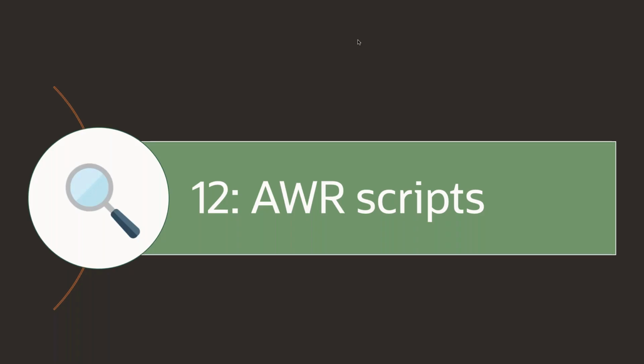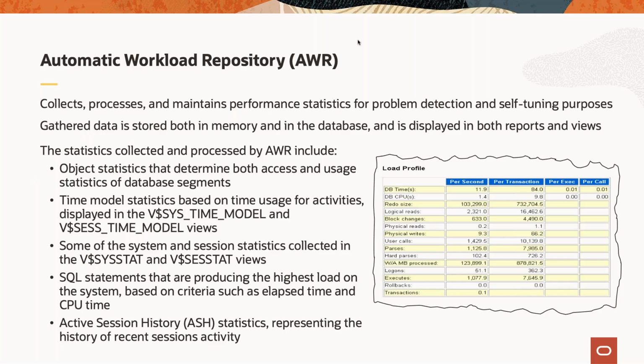Tip number 12, AWR scripts. Everybody knows what the AWR is. It collects performance statistics. It's been there since database 10g. Everything is stored in both memory and the database. The whole thing is based on the V$sys_time_model and V$sess_time_model. Some of the system and session statistics are also queryable from V$sysstat and V$sesstat. Active session history is a sub-second sampling of data that basically represents all the recent history in the session. We know all of this stuff. Okay, so what's the deal?